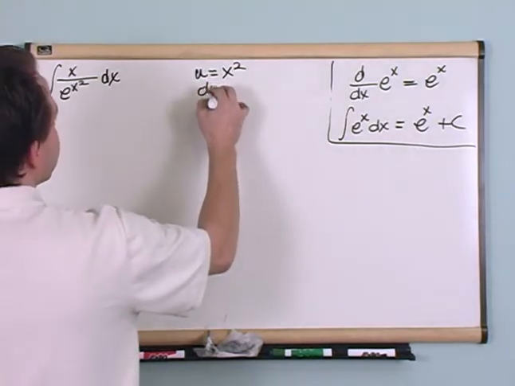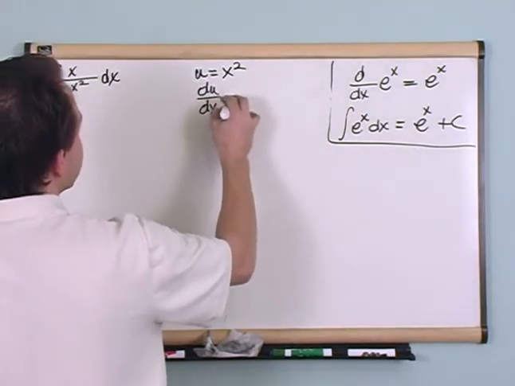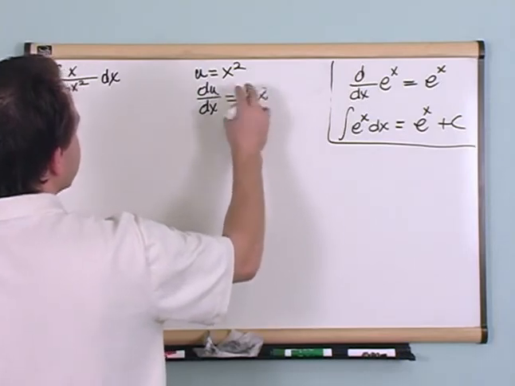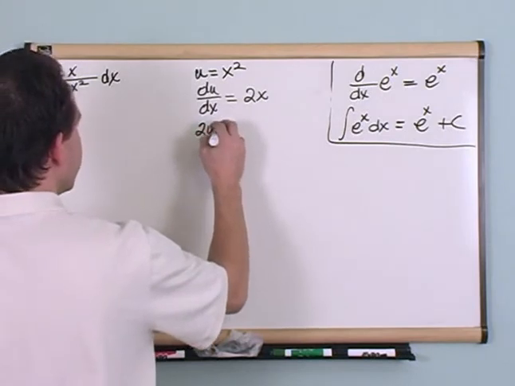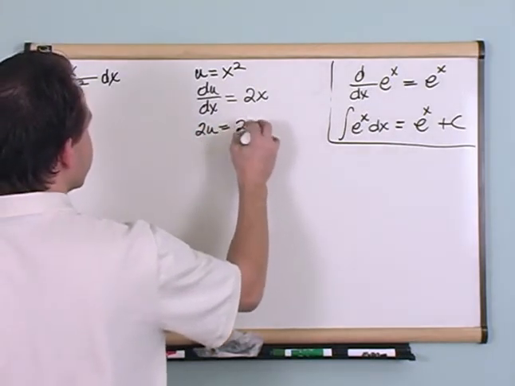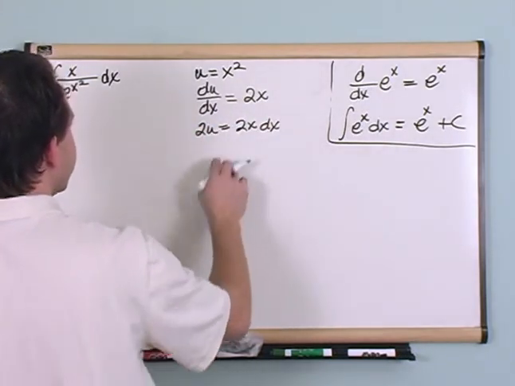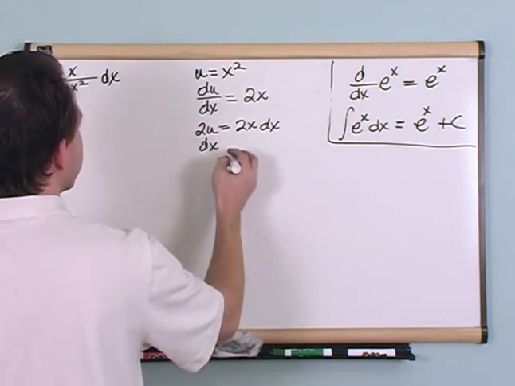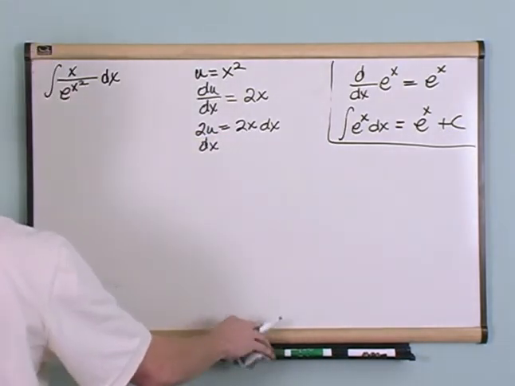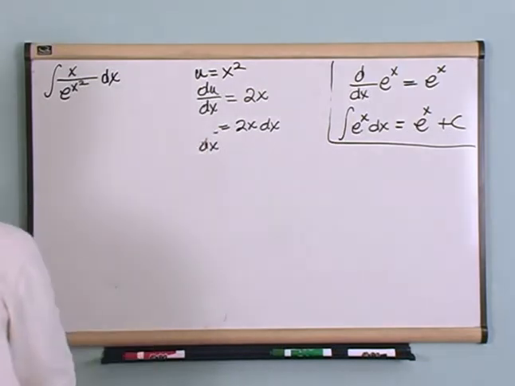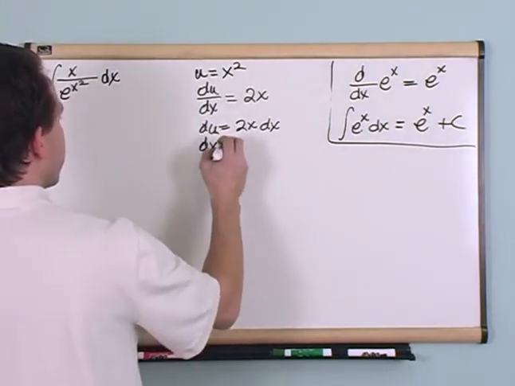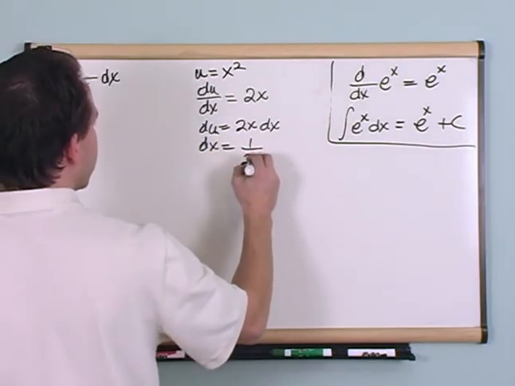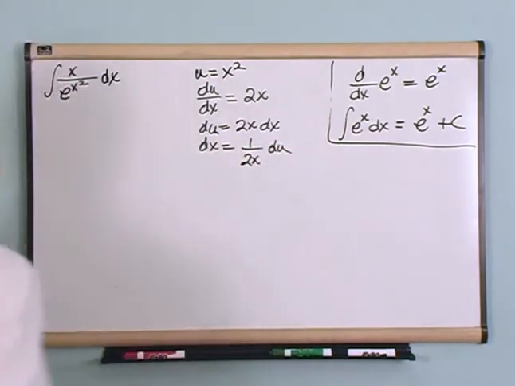So du dx is equal to 2x. You just take the derivative of this, you get 2x. So then du is equal to 2x dx. Made a small mistake here. This is du, like this. So then dx is 1 over 2x times du.